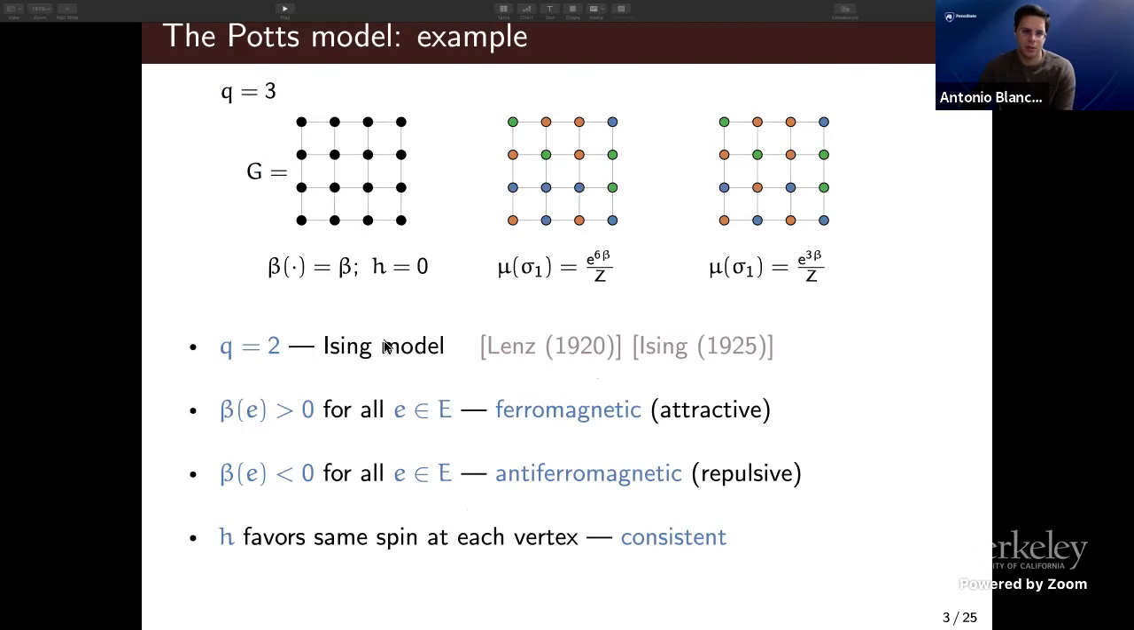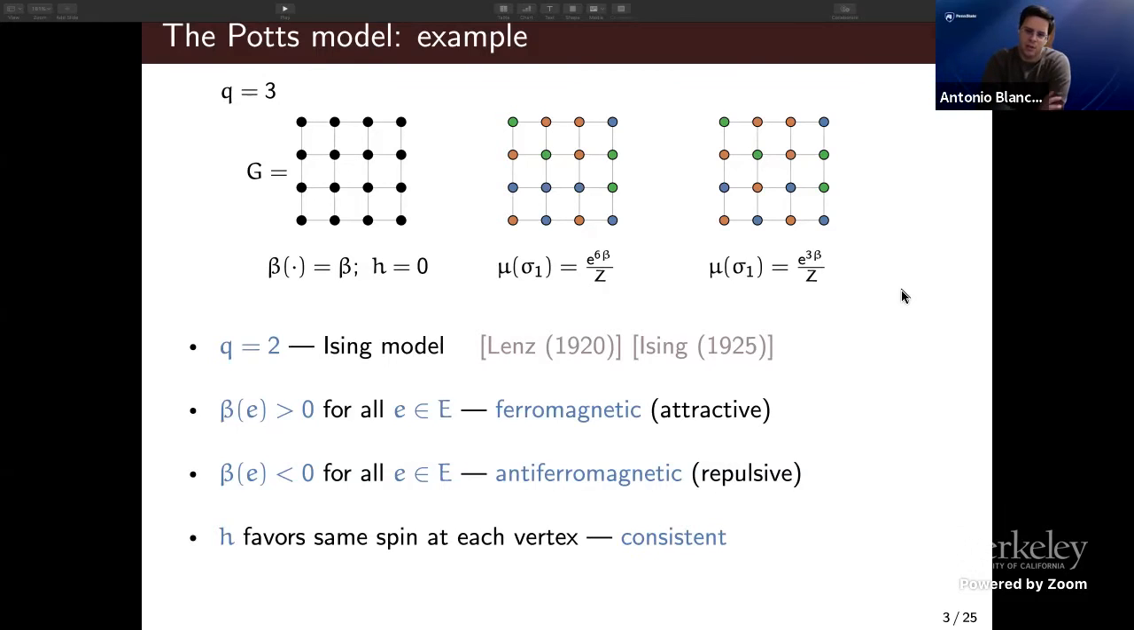Okay, so here is an example. We have Q equals 3. We have 3 spins. The graph here is the 4x4 grid. We're going to assume that the edge potential is just a constant function beta, and then there is no external field. So the probability of this configuration here is going to be e to the 6 beta over the partition function, and that's because you see that there are two red edges here, one green and 3 blue edges. So that's e to the 6 beta. Here in this configuration, we only flip the spin of this vertex here, so we lose 3 of the monochromatic edges. So now you get e to the 3 beta over the partition function.